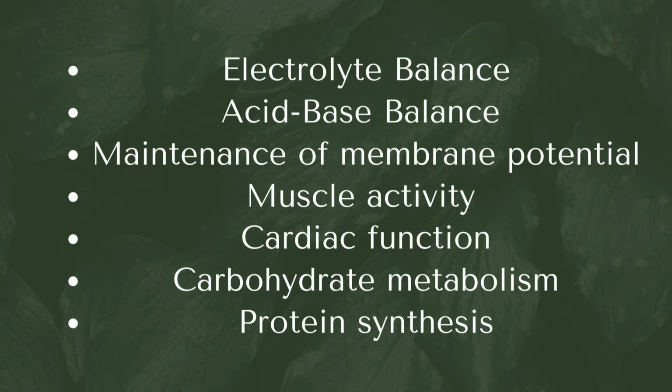Carbohydrate metabolism. When blood glucose is converted into glycogen, potassium also gets stored along with it. When glycogen is rapidly utilized, potassium is also lost, which needs replacement. Potassium is required in activating enzymes like pyruvate kinase and pyruvate carboxylase.